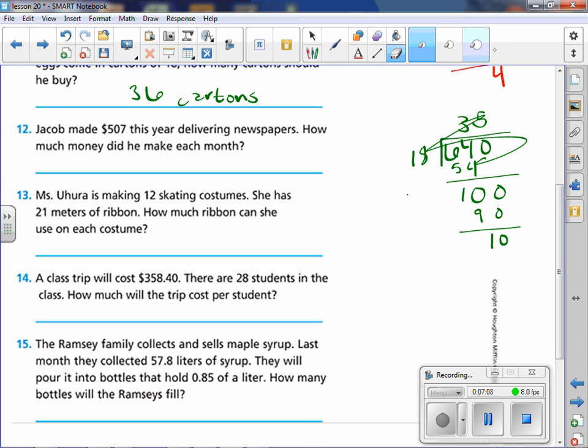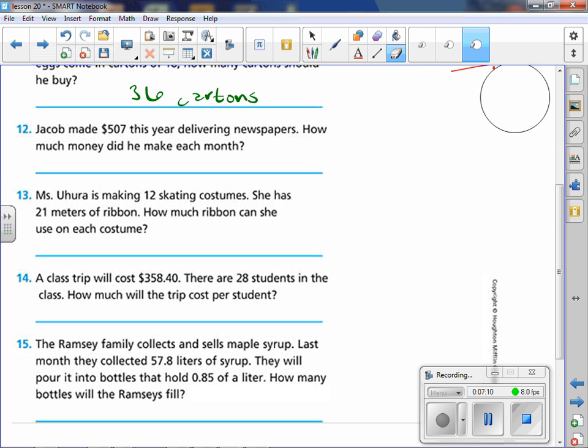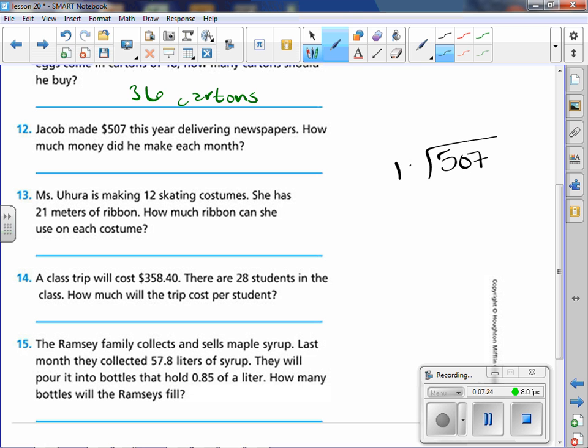Oops, get my eraser, not my pen. Okay, so Jacob made $507 this year delivering newspapers. How much money did he make each month? Well, you have to know in order to solve this problem that there are 12 months per year. So you're going to divide 507 by 12.